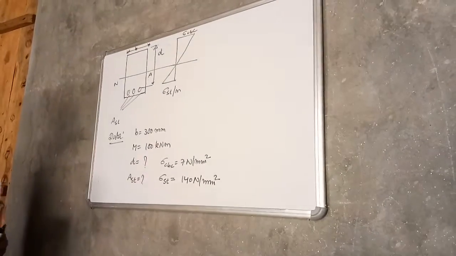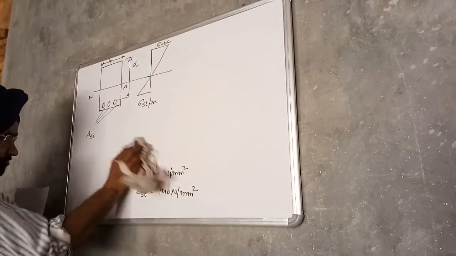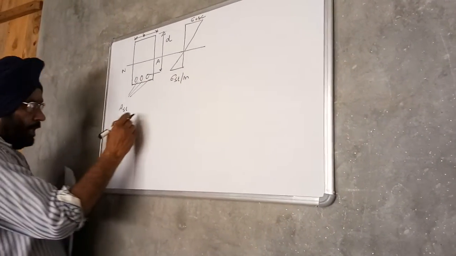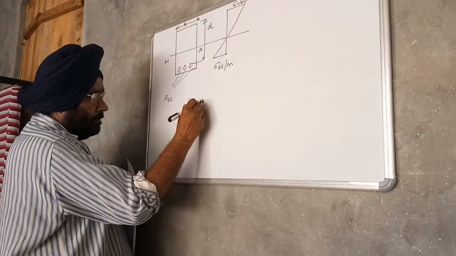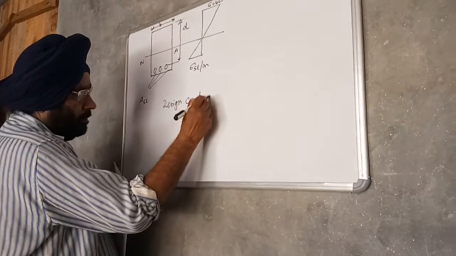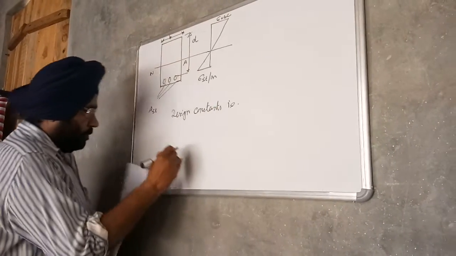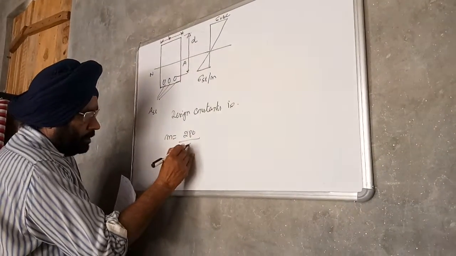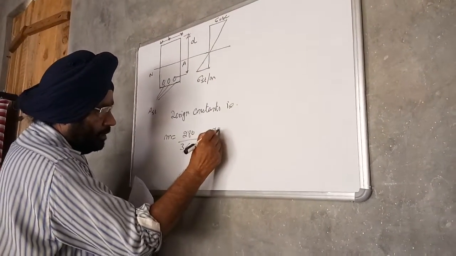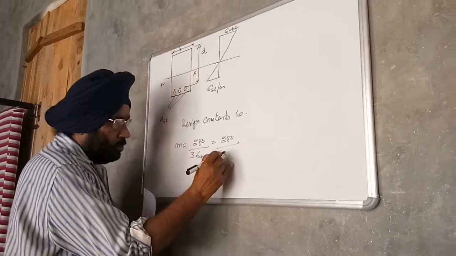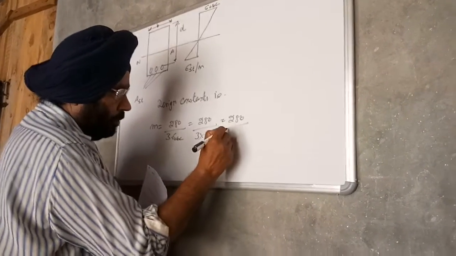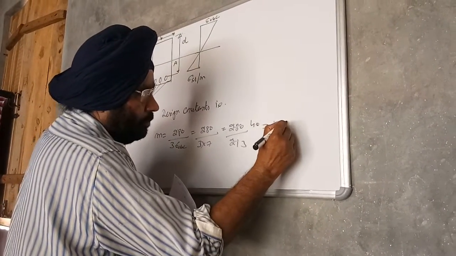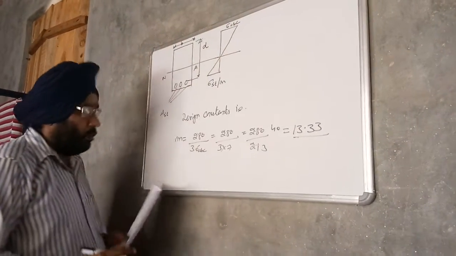So first of all we will calculate the design constants. First is M. M is the modular ratio, its value is 280 upon 3 sigma CBC. Sigma CBC is 7, so it is 280 upon 21, so 40 upon 3, that is 13.33. This is the modular ratio.